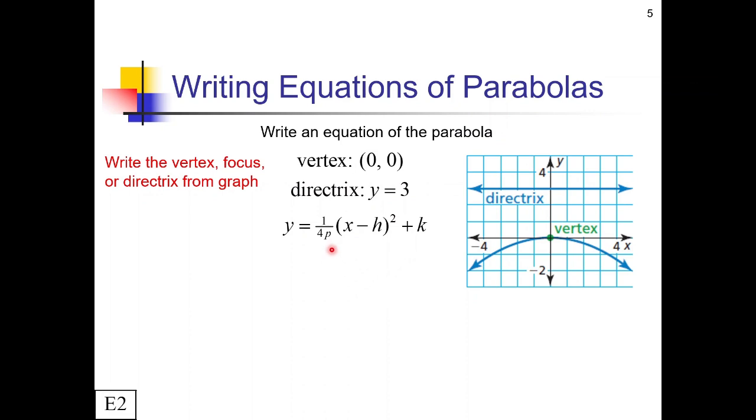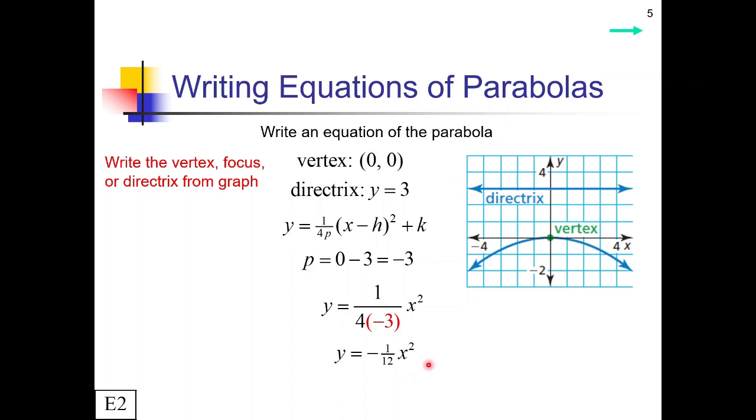Now to find p, I've got the vertex and the directrix, so we can do vertex minus directrix for this one, 0 minus 3, which gives me the p-value, -3. All right, now we just have to plug that back in. So we have y equals 1 over 4 times -3. And the vertex is 0, 0 again, so this is just going to be x minus 0 squared plus 0, or just simply x squared. So when we simplify this, this all comes out to -1 over 12 x squared.